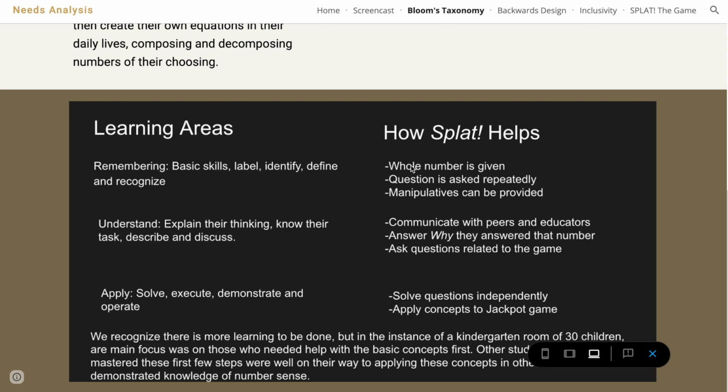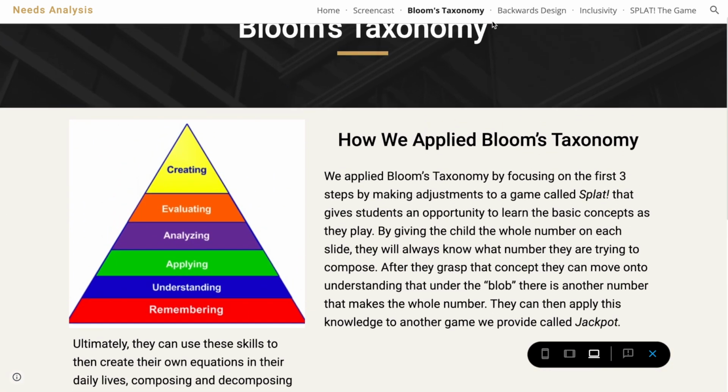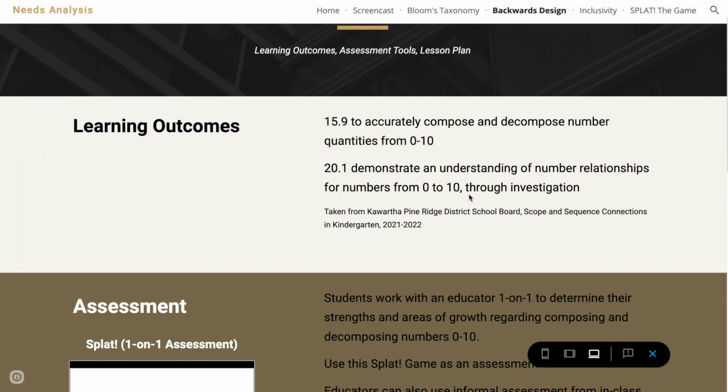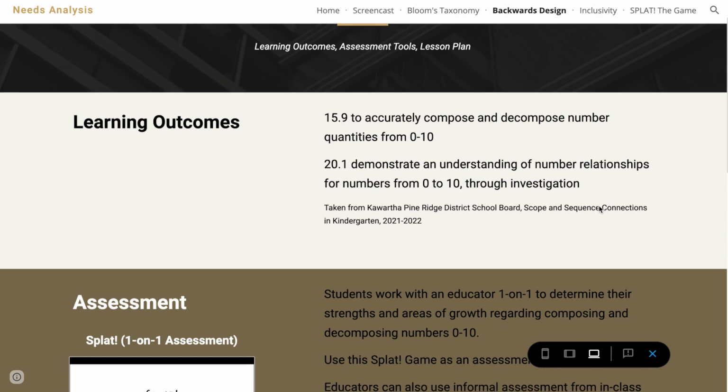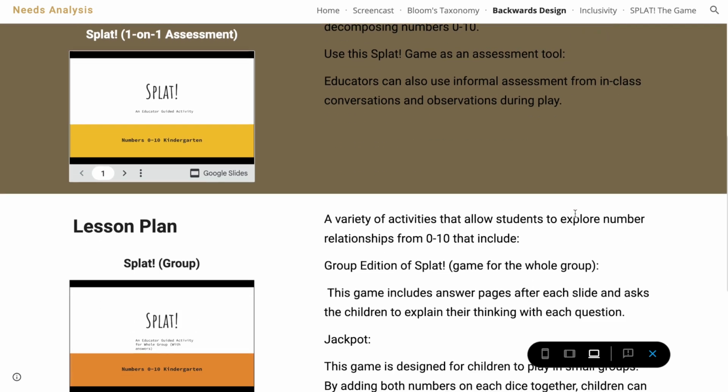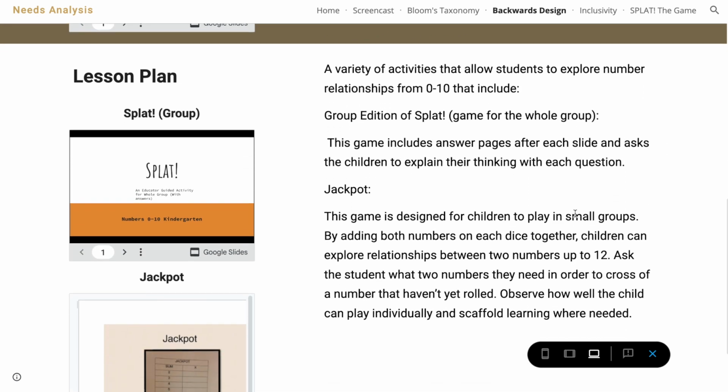This page explains how Splat helps those 3 learning areas. We used a backwards design model by first understanding what our learning outcomes are, which is compose and decompose numbers from 1 to 10 and demonstrate an understanding of the relationships through investigation. And we felt that is an important part. This explains our assessment and then our lesson plan afterwards.